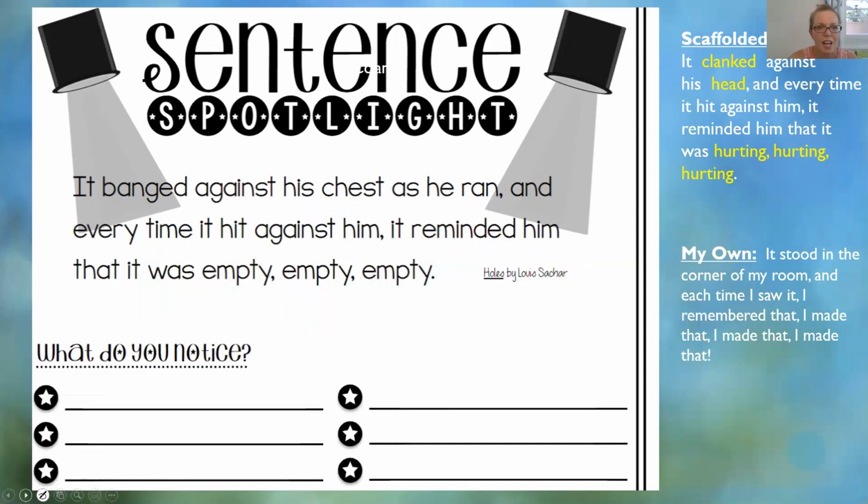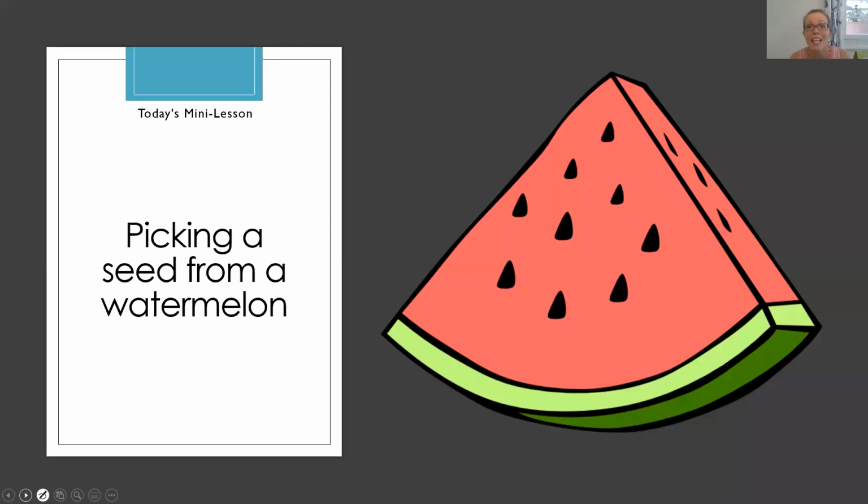Meanwhile, we're moving on. Today's mini lesson is picking a seed from a watermelon. What does that mean? Well, if we're picking a seed, it means that we're finding one fine little point to talk about. A watermelon is grandiose. So if I were talking about my first trip to Disneyland, that would be a watermelon, my friends. That's a big story because Disneyland is huge.